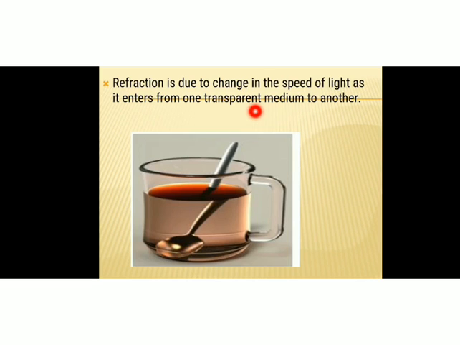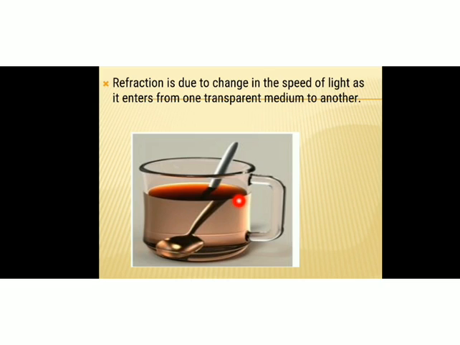And what is the cause of refraction? Refraction is due to the change in speed of light as it enters from one transparent medium to another. So with the difference in density of the medium, the speed of light also changes, and due to that change in speed of light, refraction occurs.